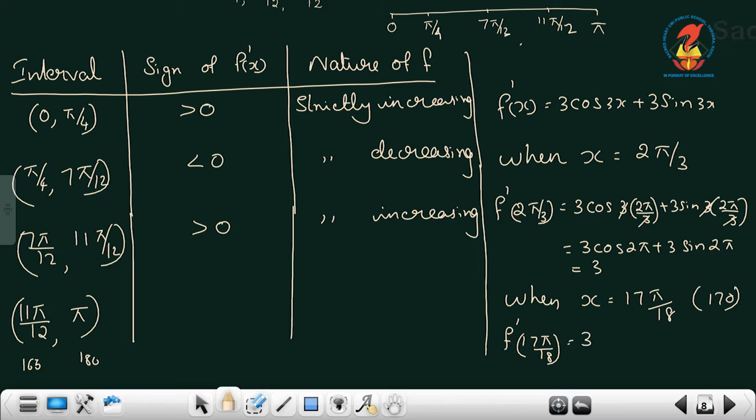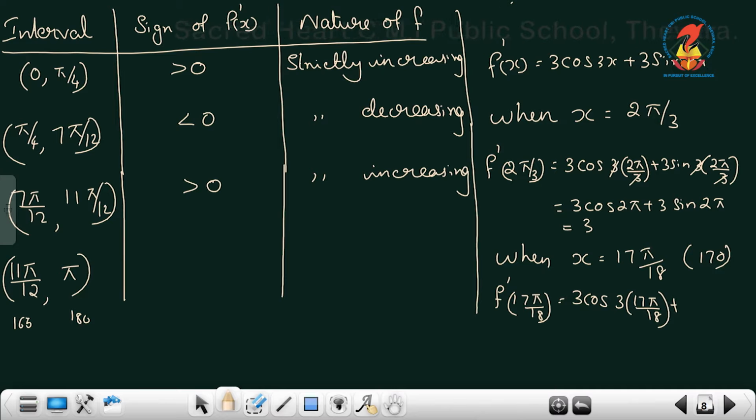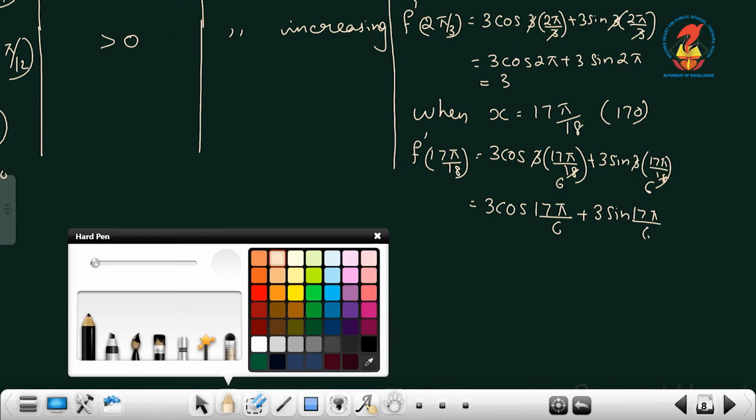So that's equal to 3 cos 3 into 17 pi by 18 plus 3 sin 3 into 17 pi by 18. So 3 and 18 cancel, 6, here also 6. So 3 cos 17 pi by 6 plus 3 sin 17 pi by 6. Now how to calculate that value?